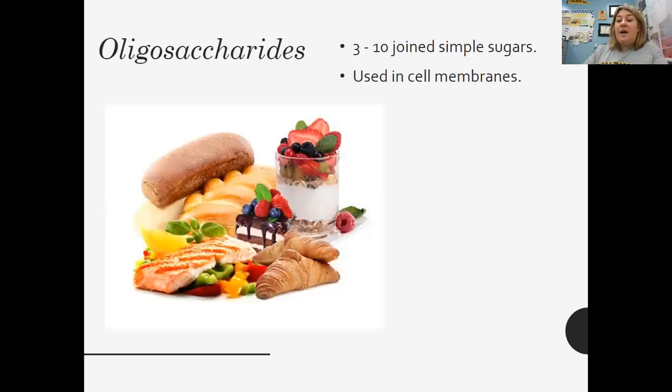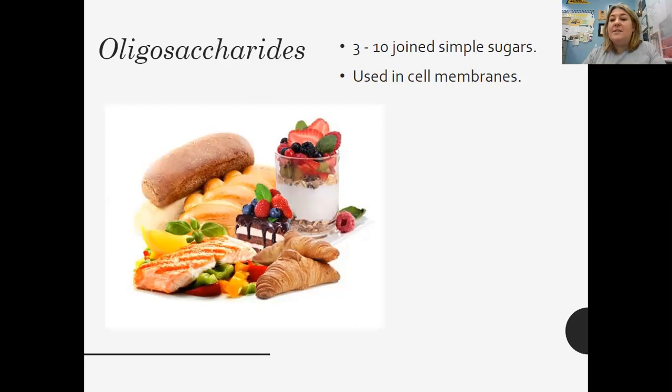So an oligosaccharide is a type of sugar that doesn't get talked about a lot in Biology 1, but I like to put it out there so that you have kind of an idea and prior knowledge if you see it in college in another class somewhere. It's made of simple sugars, usually 3 to 10 of them put together.